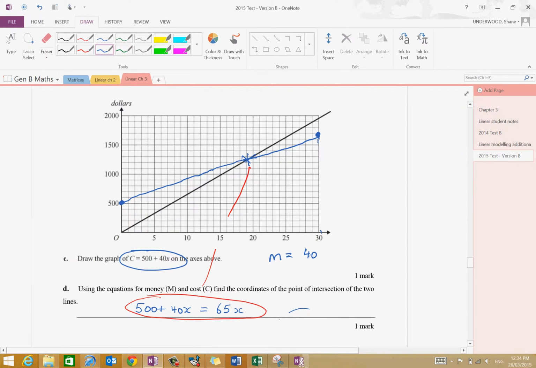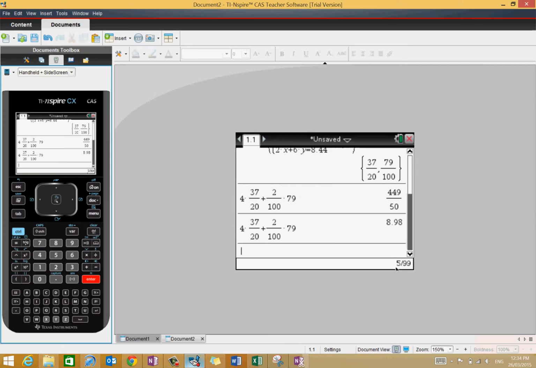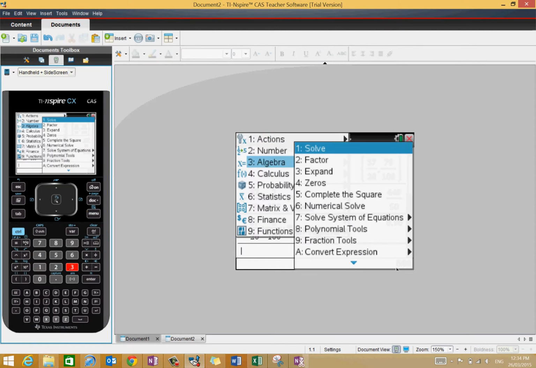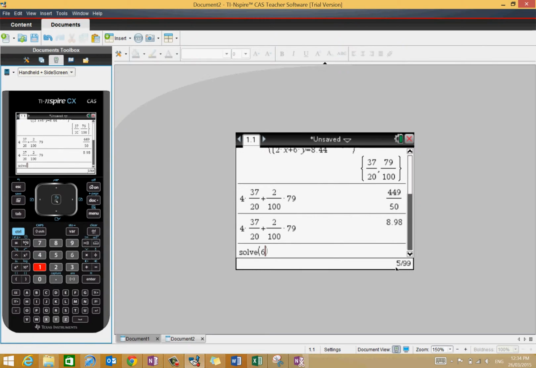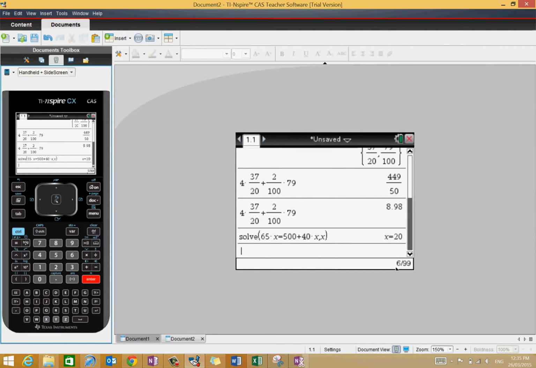All right, so now what we need to do is solve that in terms of x. Now, if you like, I'm going to do it with the CAS calculator, just to show you how to do it. 500 plus 40x. So we want to go to menu 3, 1, and we want to solve 65x is equal to 500 plus 40x, and we want to do that with respect to x. All right, so that's going to give us x equals 20, but we haven't found anything.